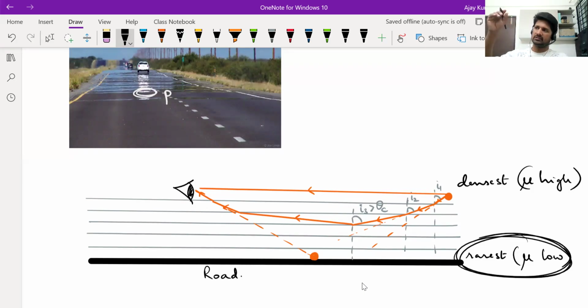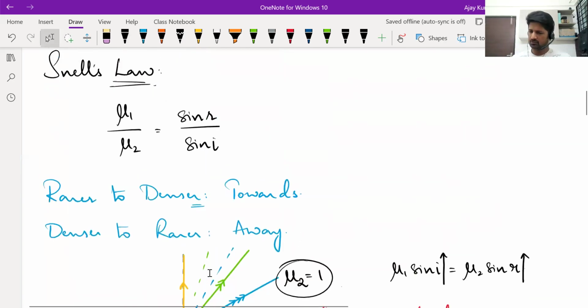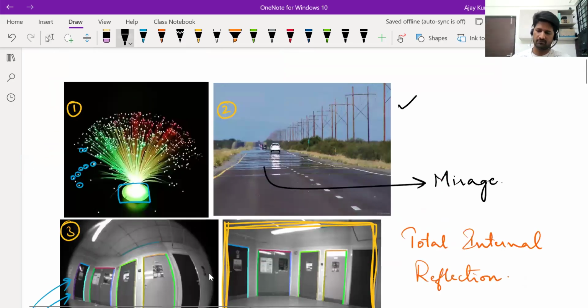So light from some object, if it is going downwards, it is going from denser to rarer layers. So it bends away from the normal, bending away and away. At one layer, it undergoes total internal reflection and then starts coming up. If an observer sees that ray, the observer will see an image on the road. That is the mirage that you see. Is it clear? Okay, so that explains mirage formation. It is also due to total internal reflection itself.